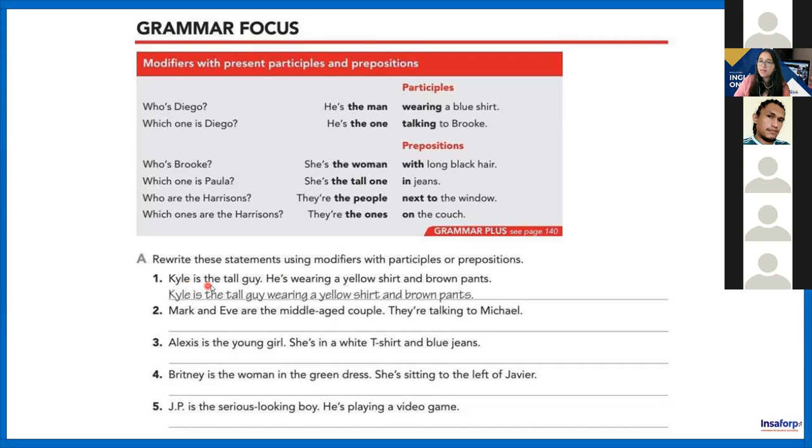Okay, we have the example. Kylie is the tall guy. He's wearing a yellow shirt and brown pants. Ahora, esto lo tengo que hacer una sola oración. Aquí tenemos la primera, right? Tall guy. Y está usando a yellow shirt and brown pants. Entonces yo tengo que unir esto. Y tengo el verbo que me va a ayudar a unirlo. Entonces tengo la oración. As a result, Kylie is the tall guy wearing a yellow shirt and brown pants. Kylie es el chico alto que usa una camisa amarilla and brown pants.